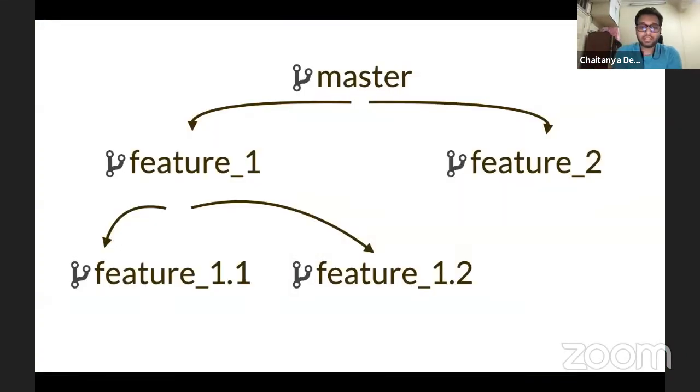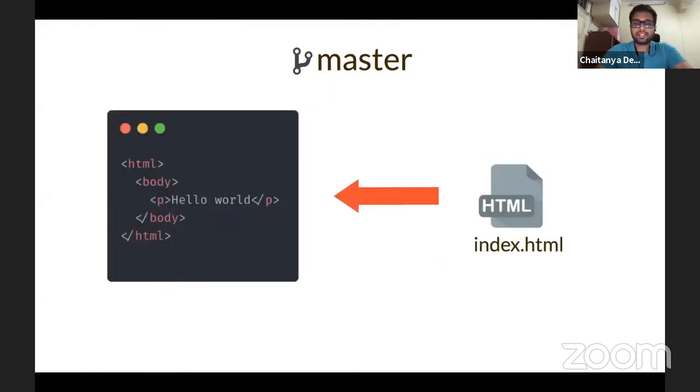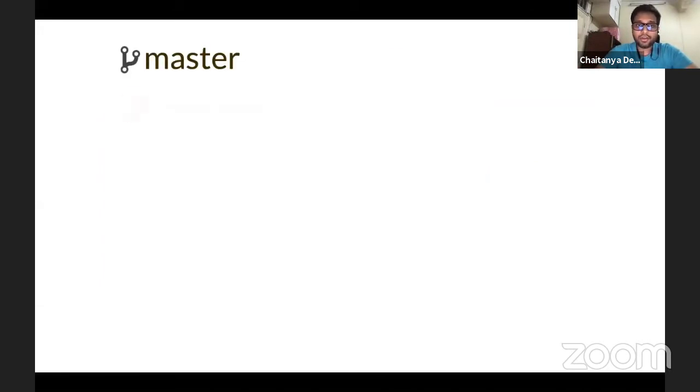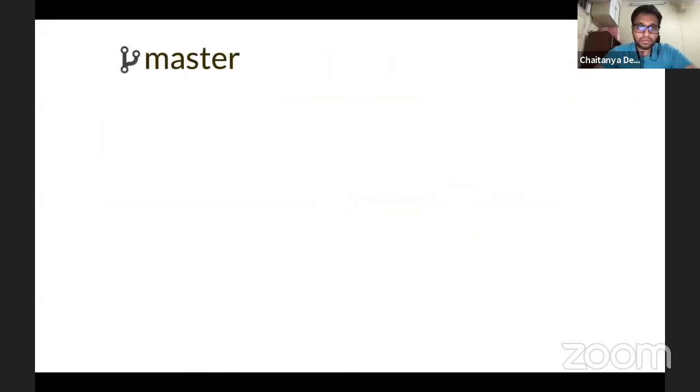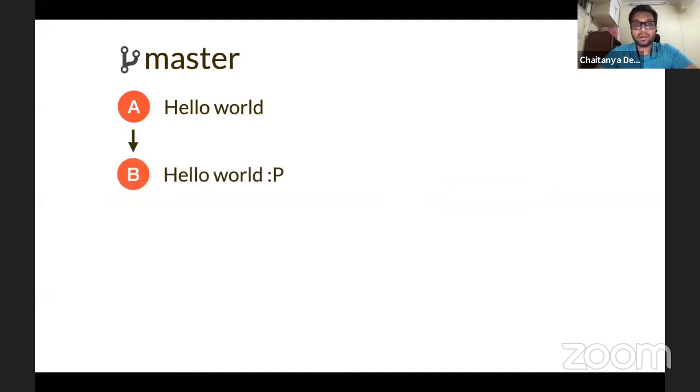Now let's look at this complex diagram that we saw earlier, which we are still not very clear on what it was. Master is a branch which has more branches coming out of it. So let's try and understand what that is. At the very beginning, we have a master with an index.html file, and it has a simple hello world written on it. So you have your master, which has a commit that adds hello world. Let's try and focus on this hello world right here. First commit made it hello world. Then we added a second commit, which made it hello world with an emoji.